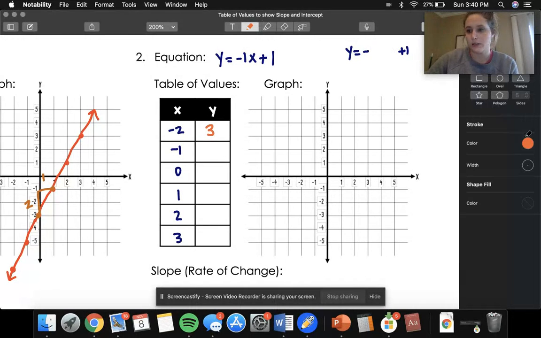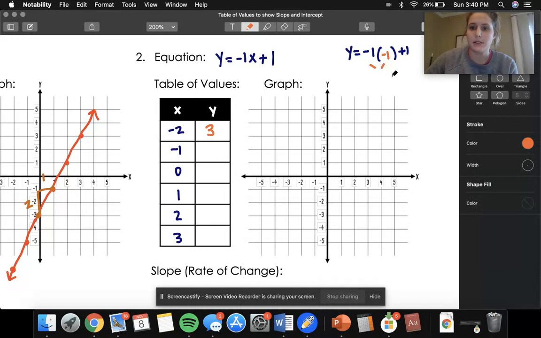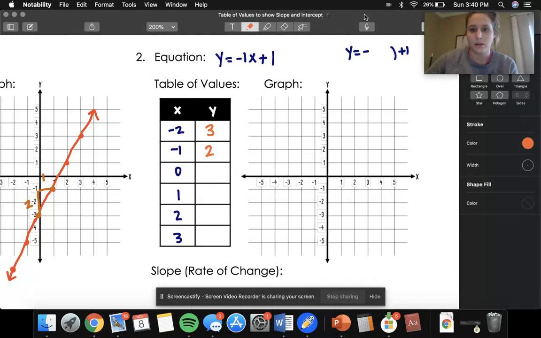All right, now I'm going to put in negative 1. Okay, negative 1 times negative 1 is positive 1. 1 plus 1, I'm just dropping that down, I get 2. So when I put in a negative 1, my output is 2.